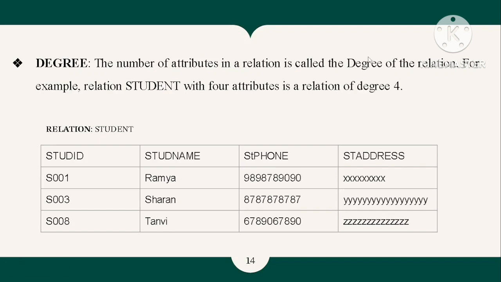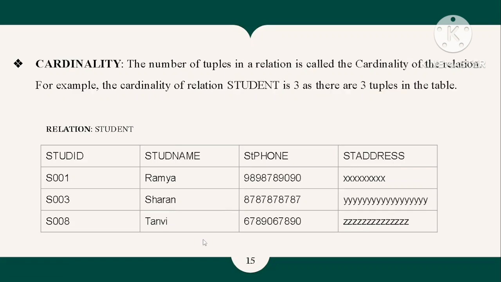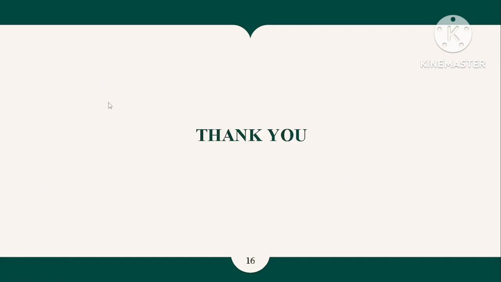What is degree? This is a common question asked in the board exam. They will give you a table like this and say, what is the degree of this relation? Degree is the number of attributes. 1, 2, 3, 4. Degree of this relation is 4. Number of columns. What is cardinality? Cardinality is the number of rows. So 1, 2, 3. Don't count the heading. Number of records. So the cardinality of this relation student is 3.